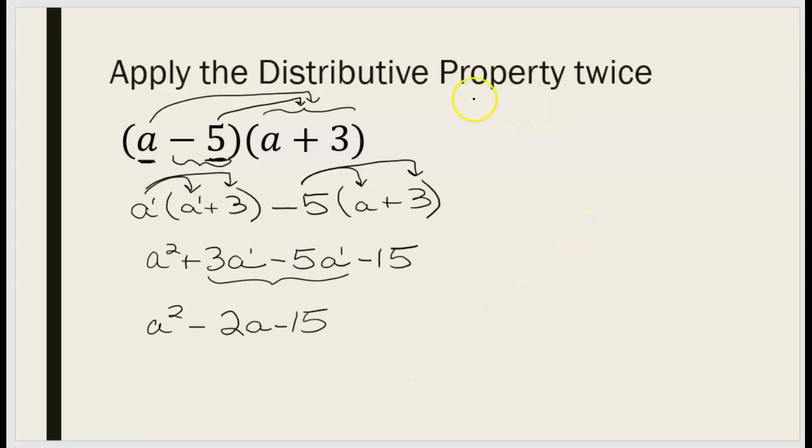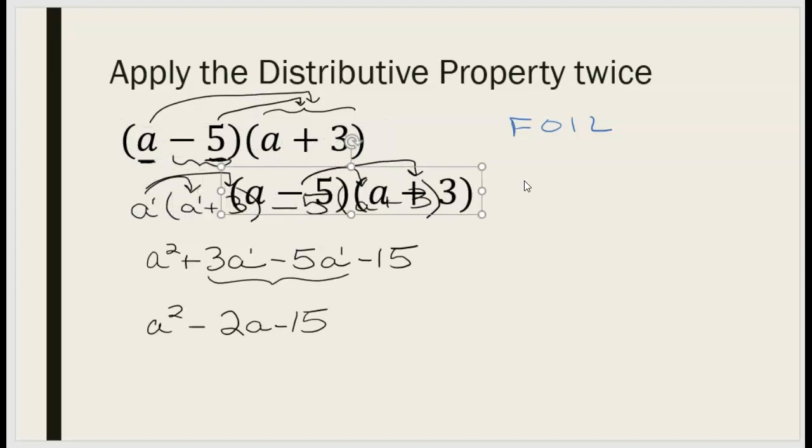Now, that being said, I think I'm going to switch the color of my ink, and I am going to show you this thing called FOIL, okay? I'm actually going to take just a moment and I'm going to copy this thing and repaste it so you don't have to look at my chicken scratch.